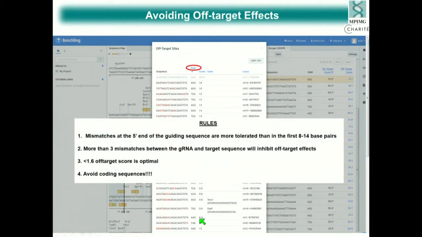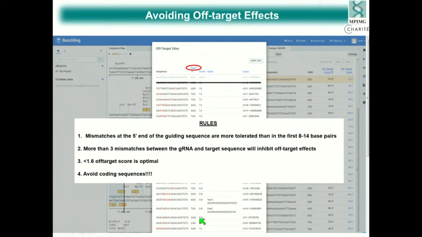The rule that we have is that we try to avoid mismatches. It's not so important if there are mismatches at the 5' end of the guiding sequence because they are more tolerated than others. If a predicted off-target region has more than 3 mismatches, it's not so important. It will completely inhibit the off-target effect. A score of lower than 1.6 is our threshold.